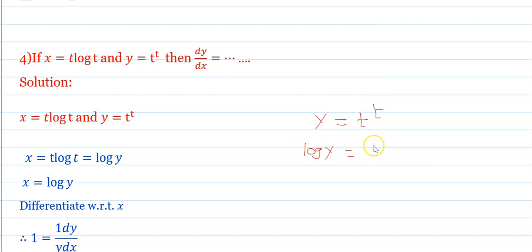Log of y is equal to log of t raised to t, and log of t raised to t means what? t into log of t. Therefore, log of y is equal to t into log t. t into log t म्हणजे काय? तर log of y. Okay. Therefore, you will get x is equal to log of y.